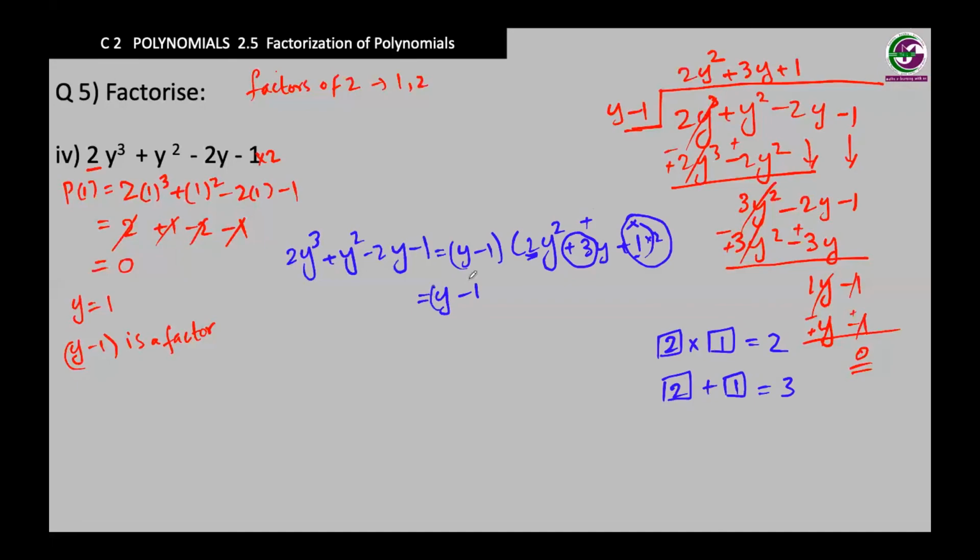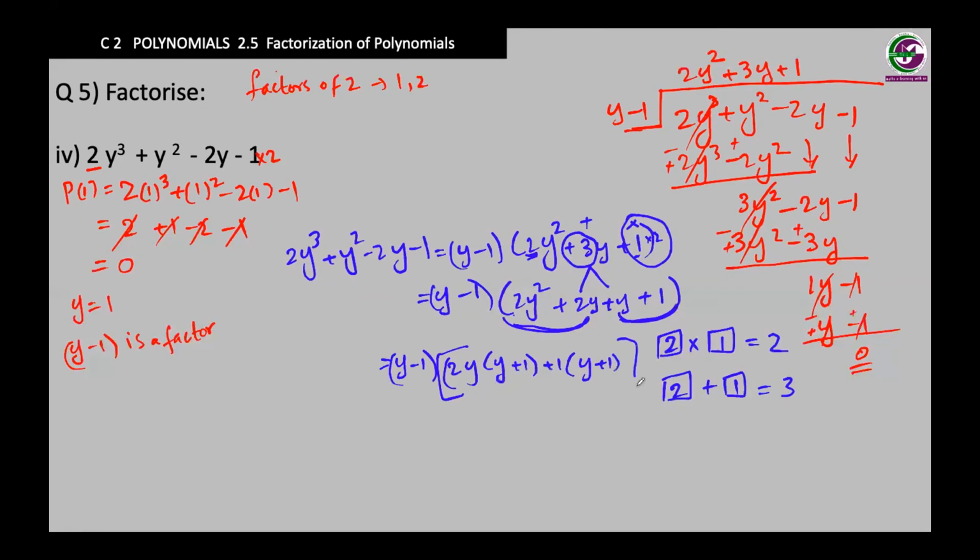So splitting the middle term, we can separate this: 2y squared plus 2y plus y plus 1. Now we can group them. This will be the first group, and that will be the second group. So we can write y minus 1. From the first group, 2y is common, so we take 2y outside, and here y plus 1 is left. And in the second group, nothing is common, so we can take 1 outside, y plus 1.